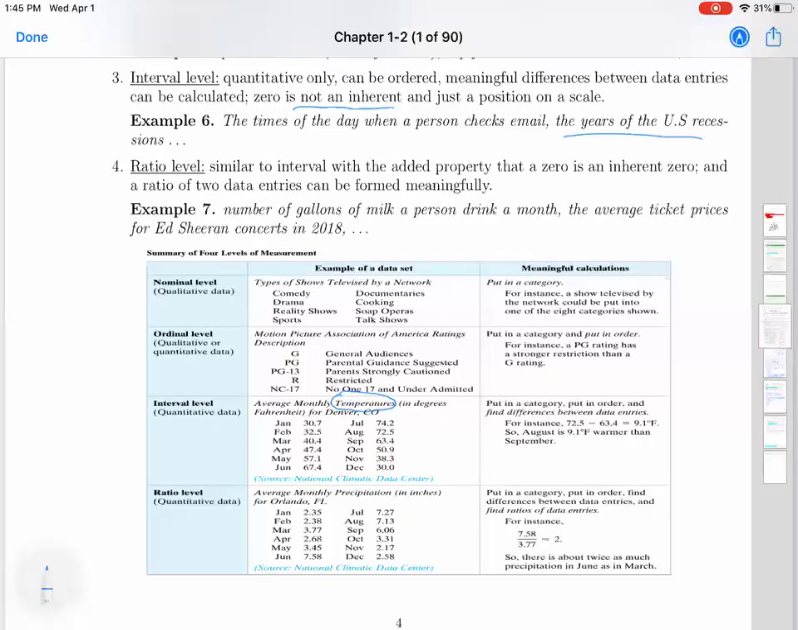level of measurement is ratio level. So data that is classified at the ratio level is very similar to the interval level, with one added property, that 0 is actually an inherent 0. That means 0 means empty. And also the ratio of the two data entries can be formed meaningfully. If you take the ratio of the two data entries, you can interpret one as a multiple of the other one.